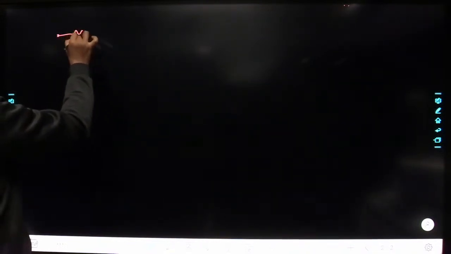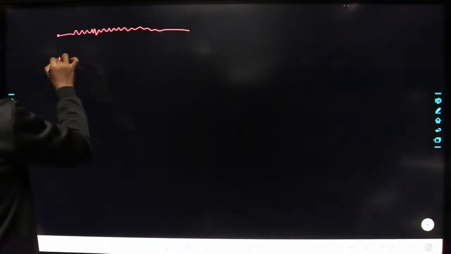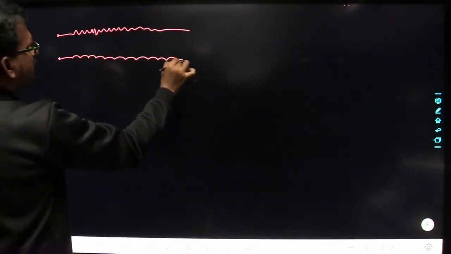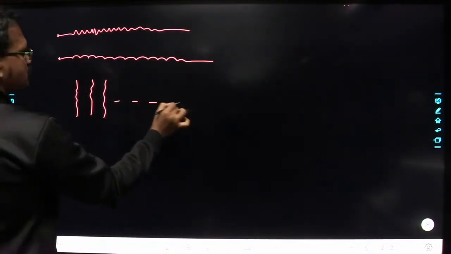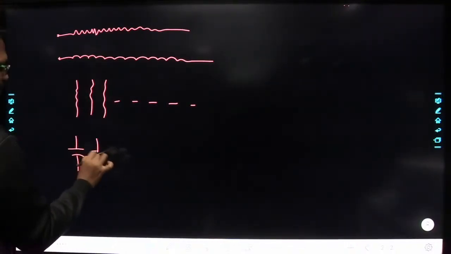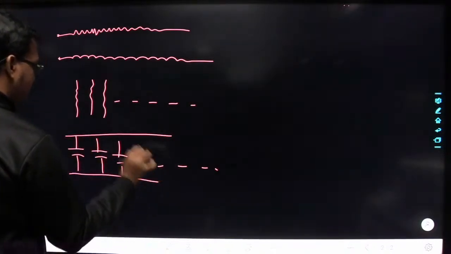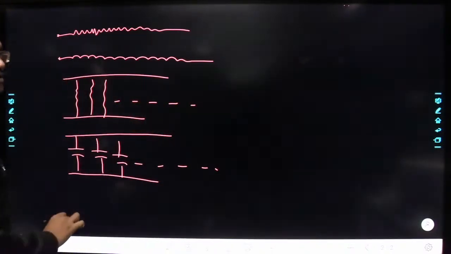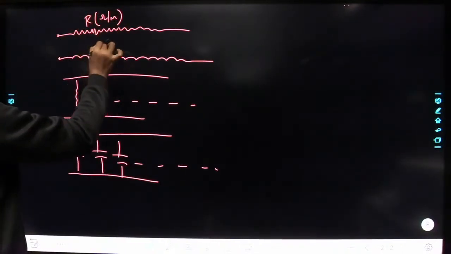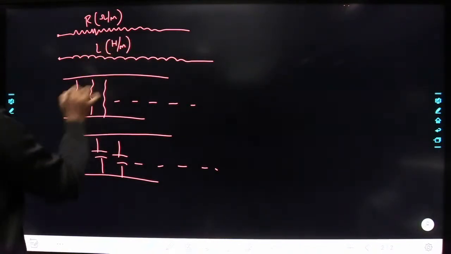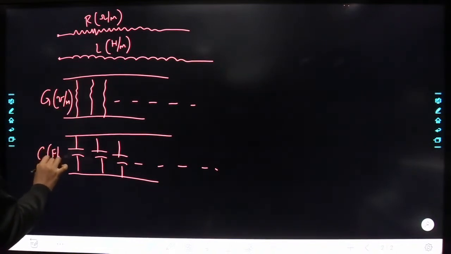So here the resistance is distributed throughout the length of the transmission line. Inductance is also distributed throughout the length of the transmission line, and the conductance is distributed throughout the transmission line, and the capacitance is also distributed throughout the length of the transmission line. Right? Okay. So the units of R is ohm per meter, the units of L is Henry per meter, the units of conductance is mho per meter, and the units of capacitance is farad per meter.